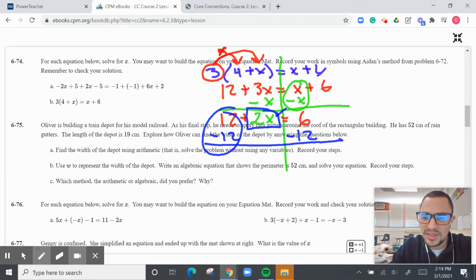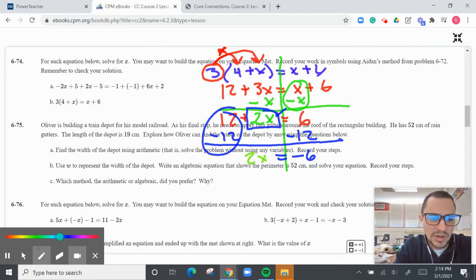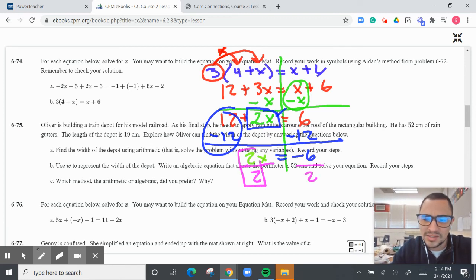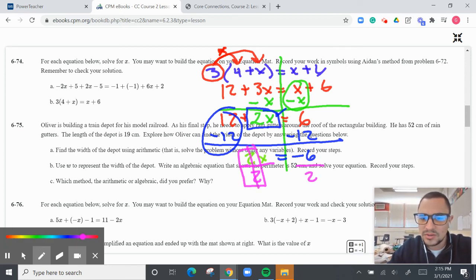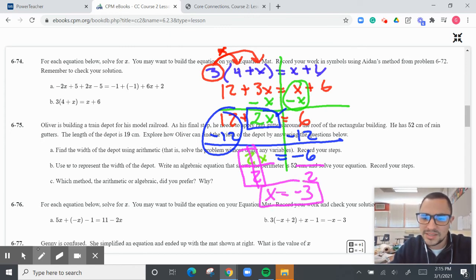So I'm left with here, I have -6 equals, and then I'll go back to green, 2x. And so now I'm going to use that purplish thing. I have to divide by 2 so I know what 1x is. So this is 1x, right? So then the x equals -3. And that's going to be your answer.